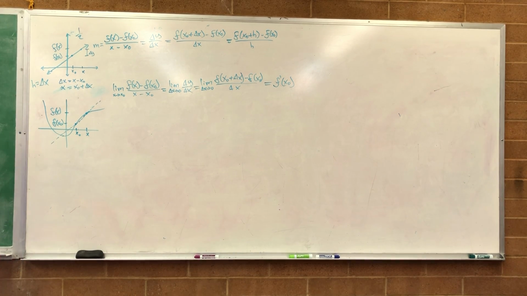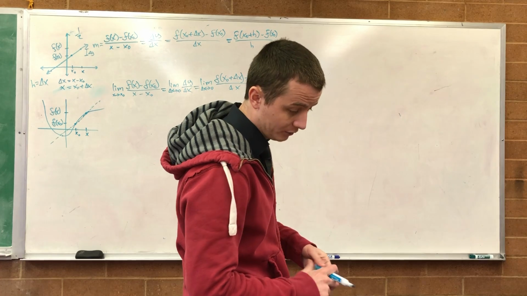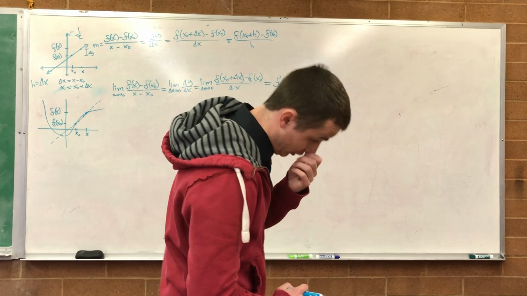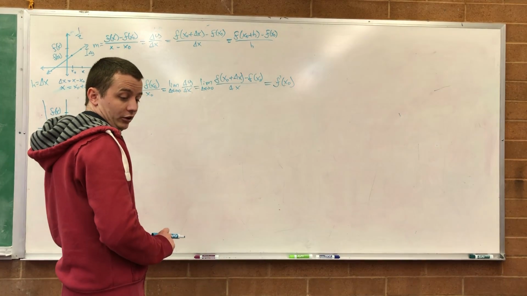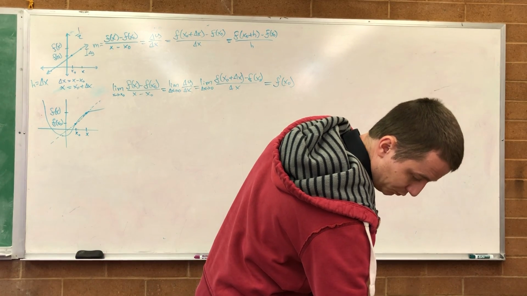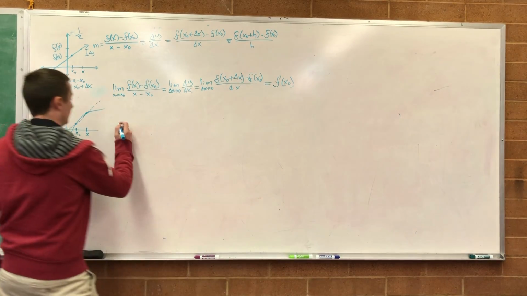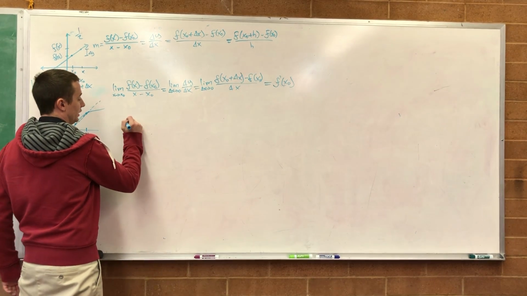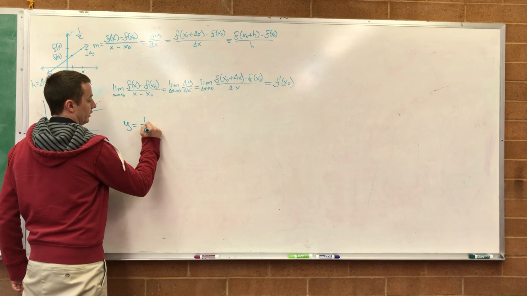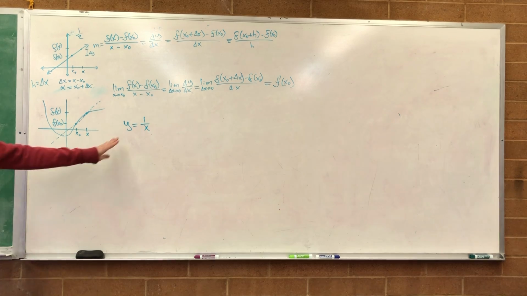Okay, so now let's go through what the book actually has. So first thing they want us to do is to find the slope of the curve y equals 1 over x. So that's going to be our first example. So we're going to look at y equals 1 over x, and we want to figure out the derivative of it. We want to find the slope of this function at any point.